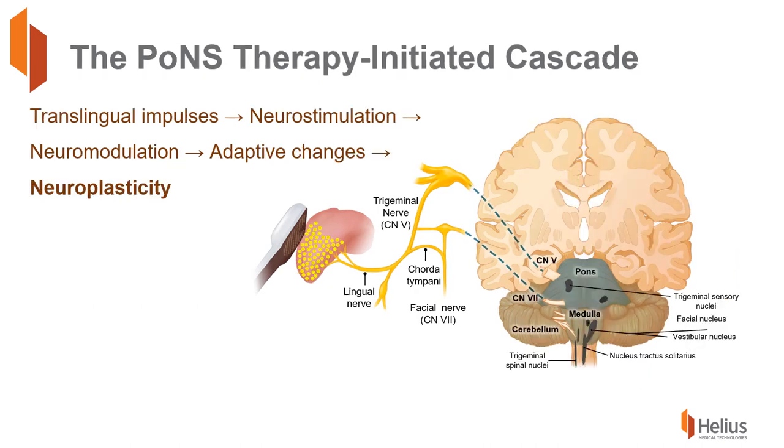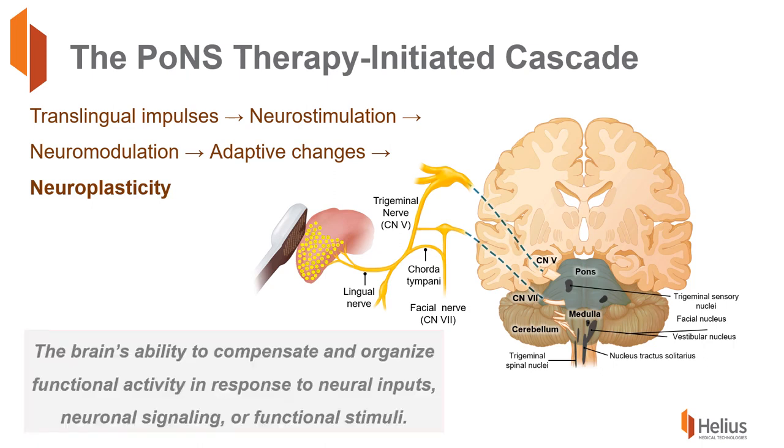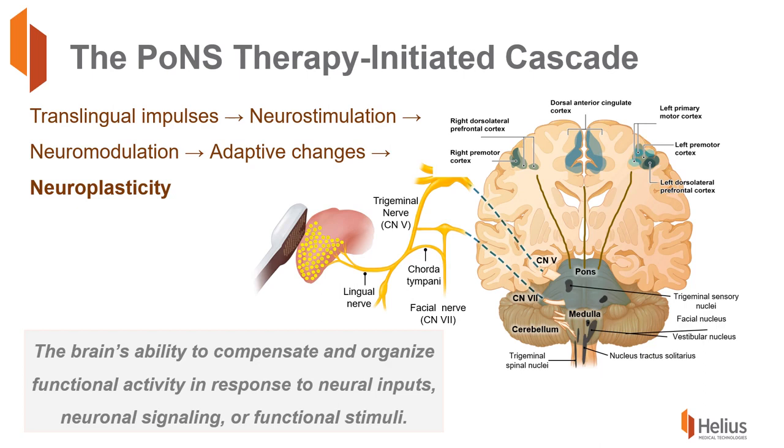The neurostimulation process that leads to neuromodulation and consequently triggers adaptive changes is associated with the mechanism of neuroplasticity, namely, the brain's ability to compensate and organize functional activity in response to sensory input, neural activation, and/or neuronal signaling or functional stimuli. Over time, consistent engagement of these neuronal areas allows the brain to learn and employ those compensatory mechanisms that resulted from persistent neuromodulation. This process of physiologic compensation can, over time, rehabilitate corticospinal signal pathways and eventually maintain functional activity.